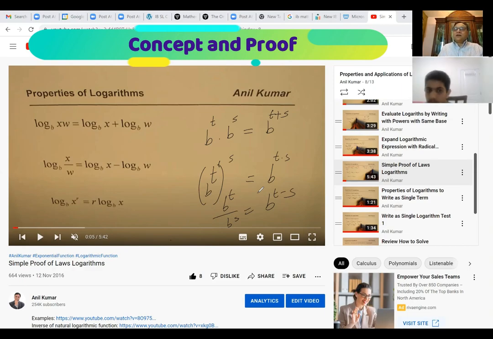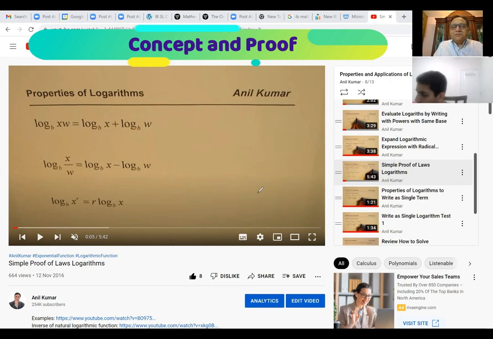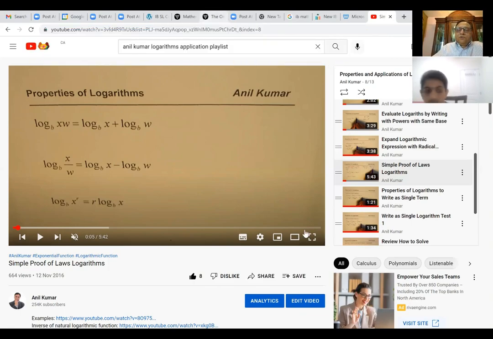Since logarithms are inverse of exponential functions, they show similar behavior, correct? So we have these properties of logarithms, that is, log to the base b of the product of two numbers x and y in this case should be equal to the sum of individual logs. Do you see that? But when it is written in the quotient form, x over y, then it is a difference. And when it is written in the power form, then it is r times log to the base b of x, correct? How do we prove these properties?